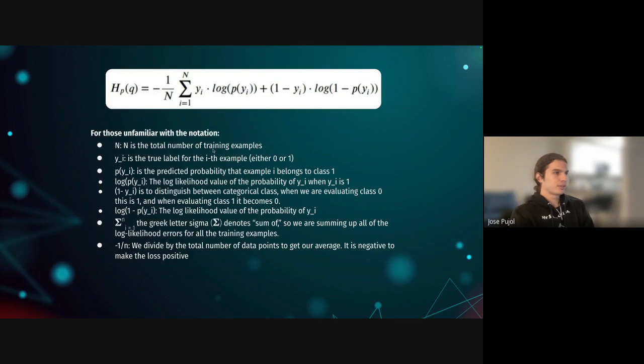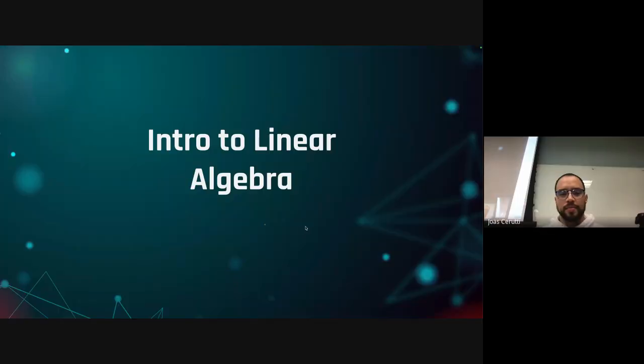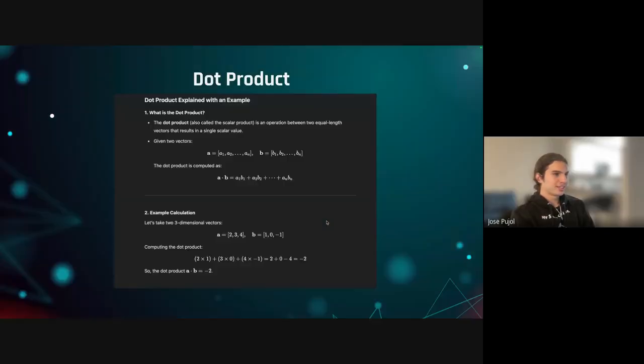So again, for anyone unfamiliar with the term, actually, I'm going to skip this in the interest of time. I'll intro linear algebra real quick. So I want to explain this dot product. Why do we want to explain this dot product? Quick question. Does this down here look like anything to you?